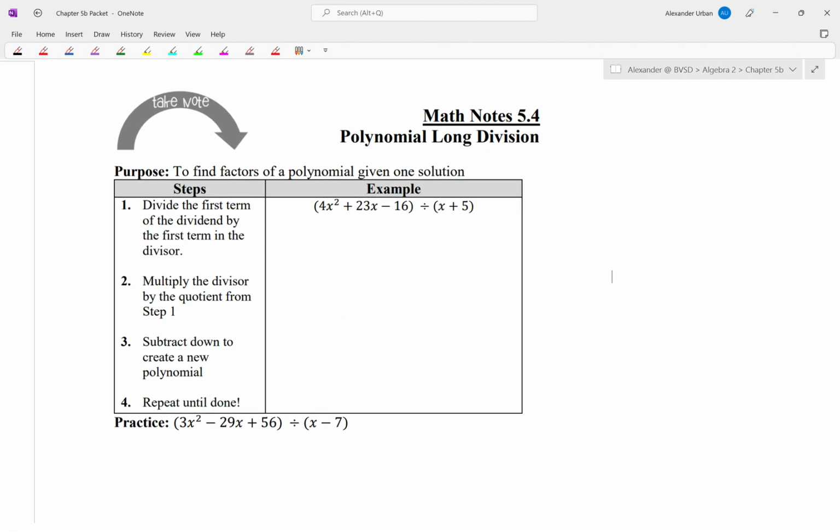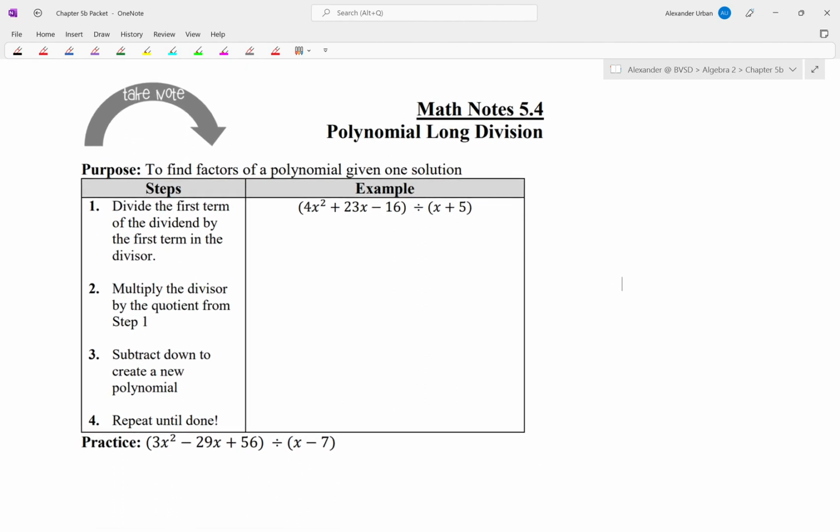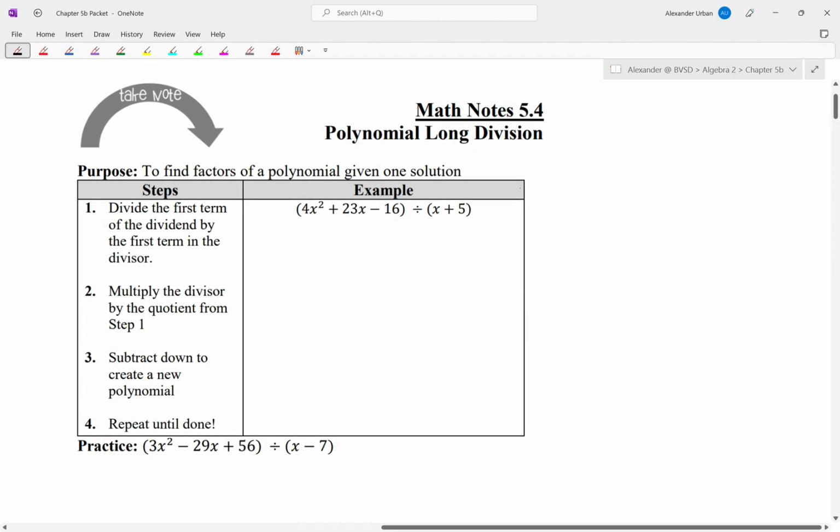So we're going to start with polynomial long division, and what we're really doing is applying brute force to figure out whether or not something is a factor of a quadratic or any polynomial. So in this case, x plus 5, what I'm really asking here is, is x equal -5 an answer, so I can unlock this quadratic that's right here, 4x squared plus 23x minus 16? So that being said, we are going to use long division, something like this.